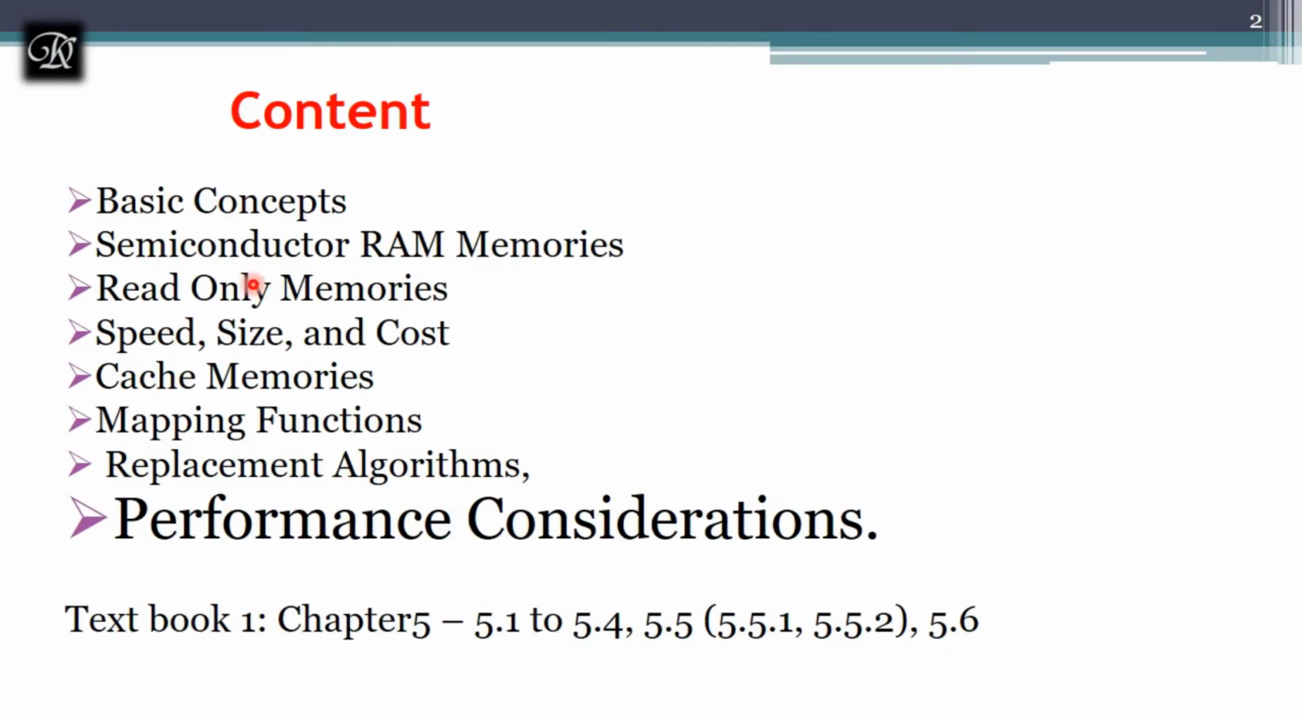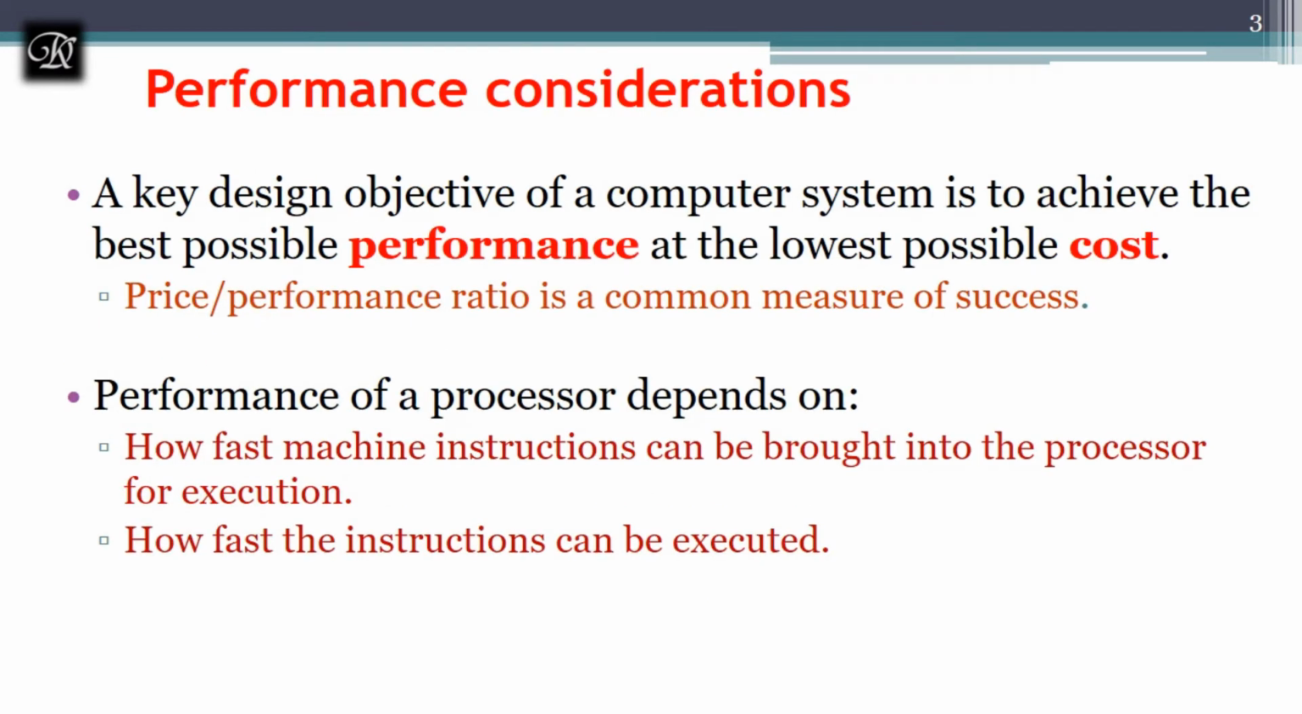In the previous videos, we have already covered basic concepts, designing semiconductor RAM memories, read-only memories, speed, size and cost, cache memories, mapping functions and replacement algorithms. In this video, we'll discuss performance consideration, where we'll concentrate on how to improve the performance of the given computer. A key design objective of a computer system is to achieve the best possible performance at the lowest possible cost. We need not demand more with respect to cost. We have to go with a lower cost and still improve the performance, which is called the price performance ratio, a common measure.